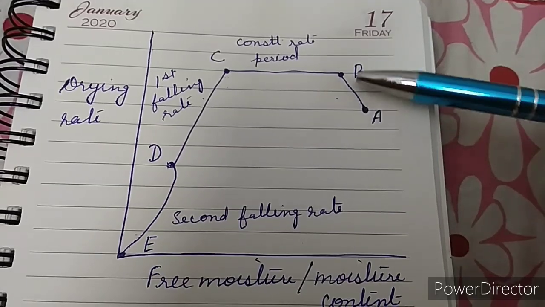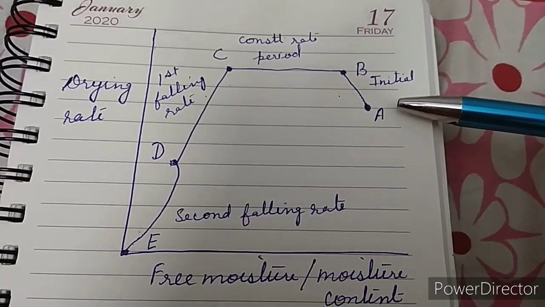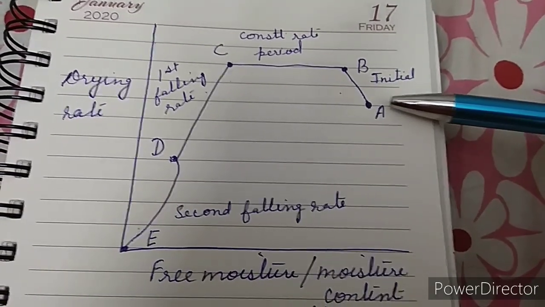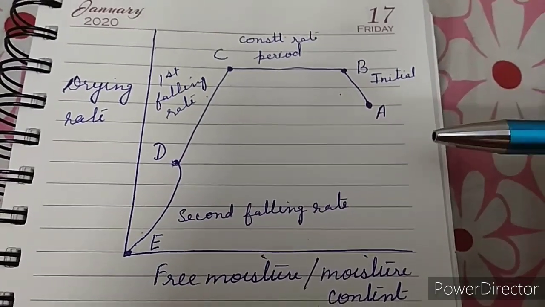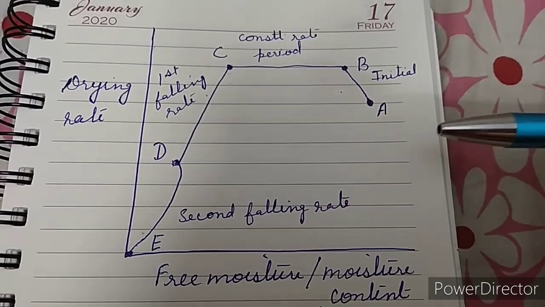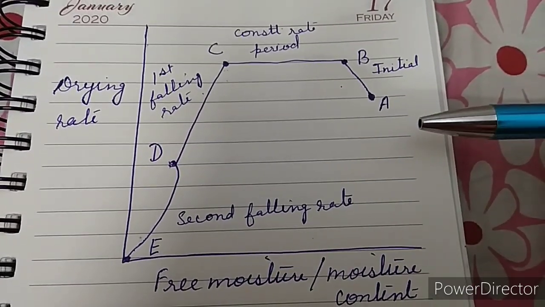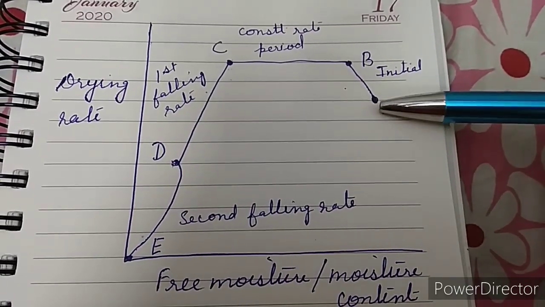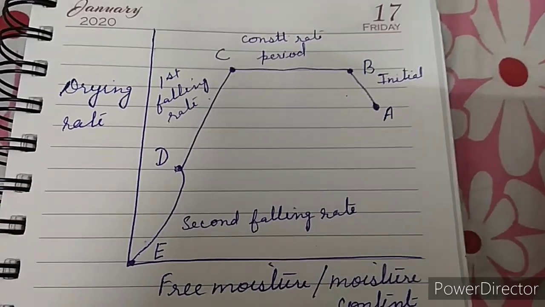This is the drying rate curve, and A is the initial point. This point A to B represents the initial phase or an initial adjustment phase where the sample is being adjusted or is coming up to the standard temperature. The dryer is being adjusted to the standard temperature. The sample is coming up to the standard temperature. So A to B represents the initial adjustment phase.